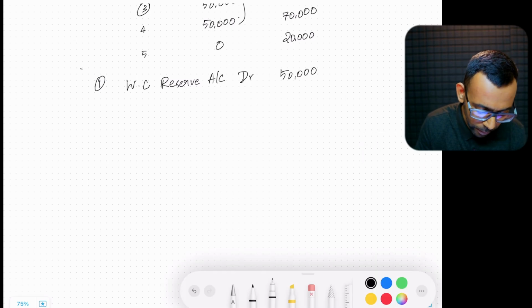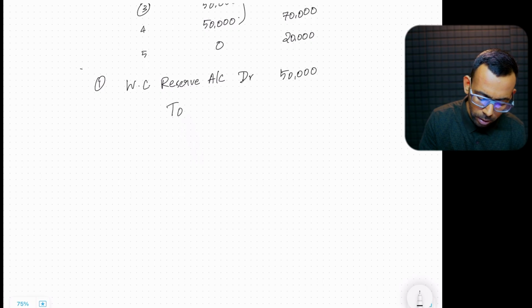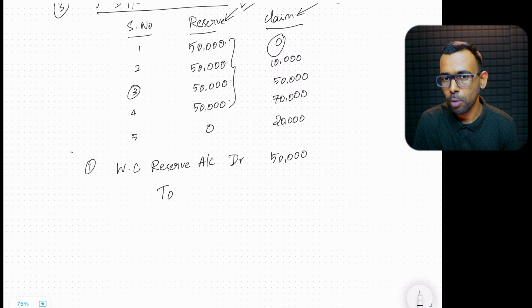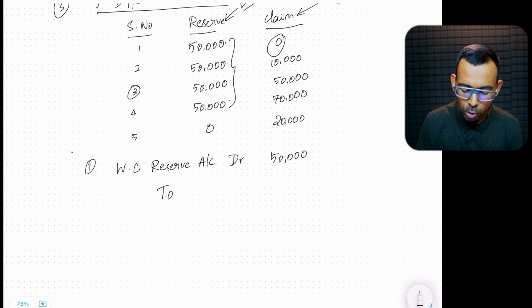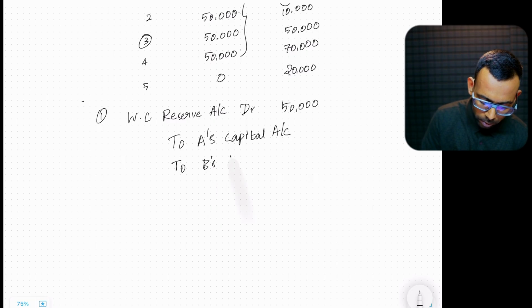Okay, on that note, let me complete this journal entry. I said that the starting point is going to be workman compensation reserve account debit. The claim is 0 in this case, which means there is no workman compensation claim. Luckily, nothing happened. So we have decided to distribute this 50,000 to partners A and B in their old profit sharing ratio itself. So the journal entry will be workman compensation reserve account debit to A's capital account and then to B's capital account.